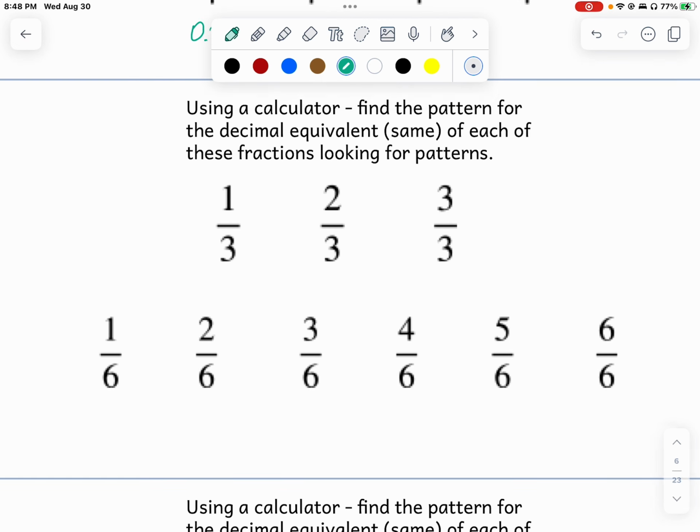I want you to use a calculator and see if you can figure out the patterns with these. Let's see if you were able to do it. Press pause, give yourself time to work on this, and go forward.